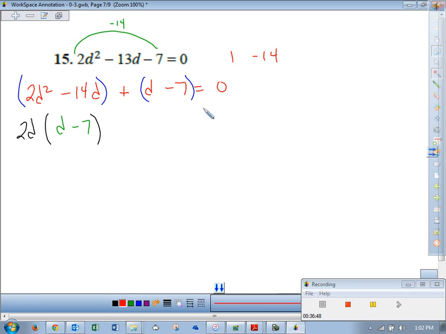GCF in the second group. You always have to pull a GCF out, but it's pretty simple. When you see that this is D minus 7, and that's already a D minus 7, what's the GCF that's coming out? The UNO.